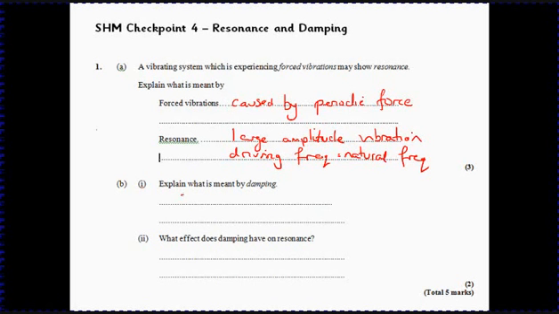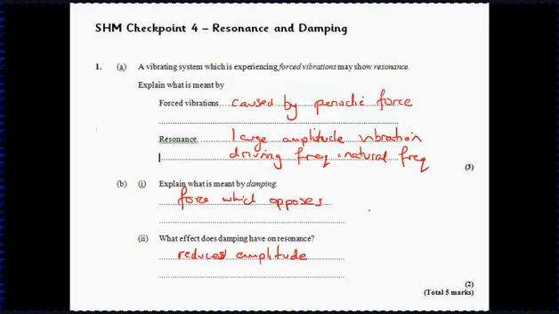Okay, damping is a force which opposes the motion. So the most obvious example of damping is air resistance. Air resistance is always going to be going in a direction which opposes the way the oscillation is already moving. And the effect of damping on resonance is that it reduces the amplitude. Okay, also in the mark scheme here it accepts that it reduces the sharpness.